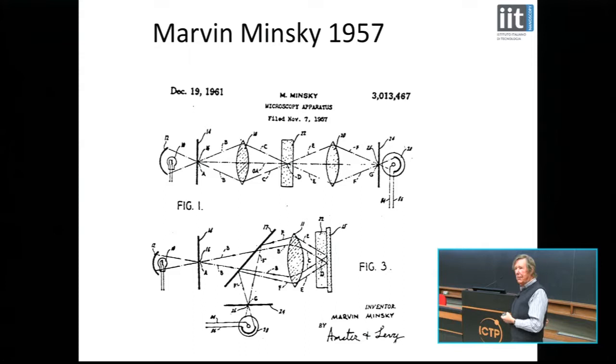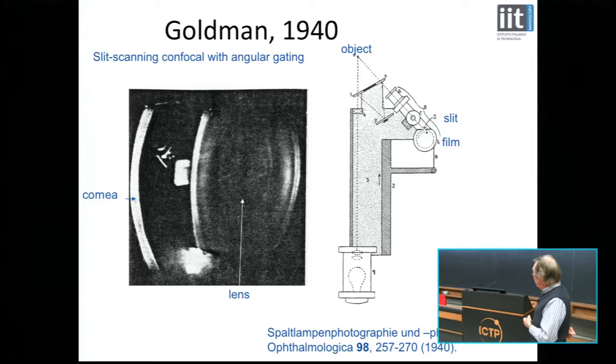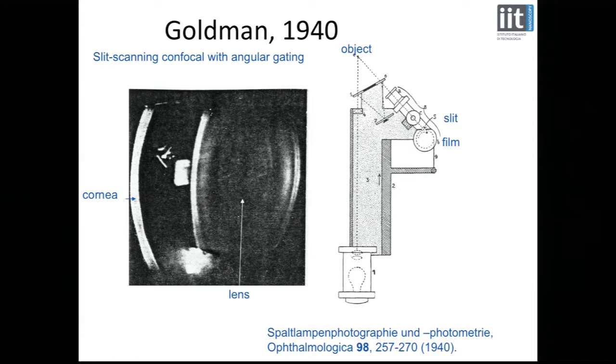I think the photomultiplier might just have been about invented by then, but it was only in its infancy. And the third thing, you wouldn't see this in the diagram either, but the third thing that Marvin Minsky didn't have, there was no computer, right? And I'll say more about that in a minute. So that was 1957, but actually, it turns out that the concepts of confocal imaging had been discussed before. I'm not trying to belittle what Marvin Minsky did because I think his was the first real confocal microscope.